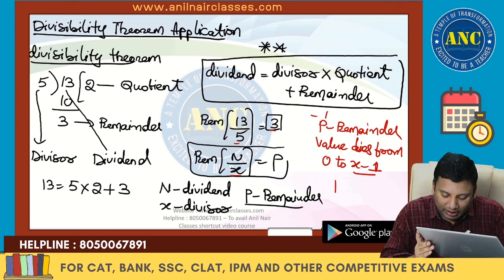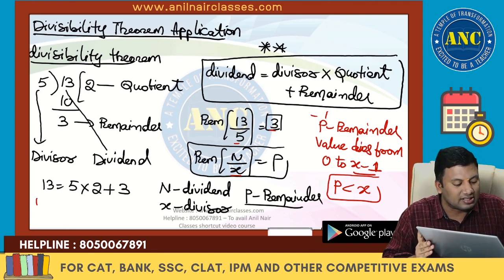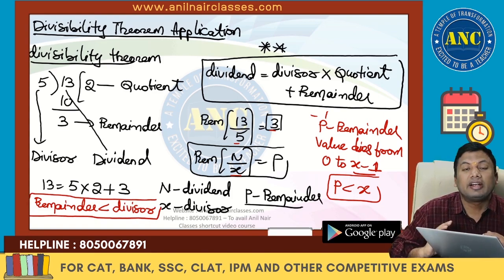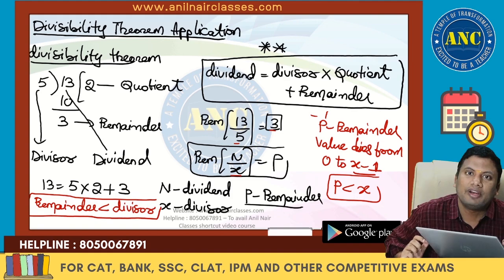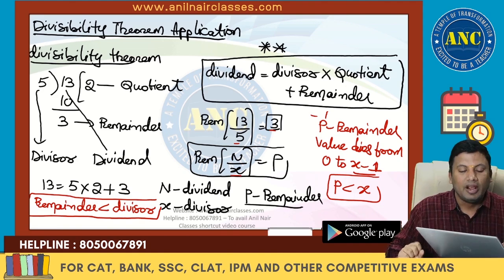That means an important observation: p is always less than x, or in other words, the remainder is always less than the divisor. Please make a note of it. It cannot be equal either. When you divide a number by 5, if you get remainder 5, 5 divided by 5 gives remainder 0. If you got 7, the remainder is 2.